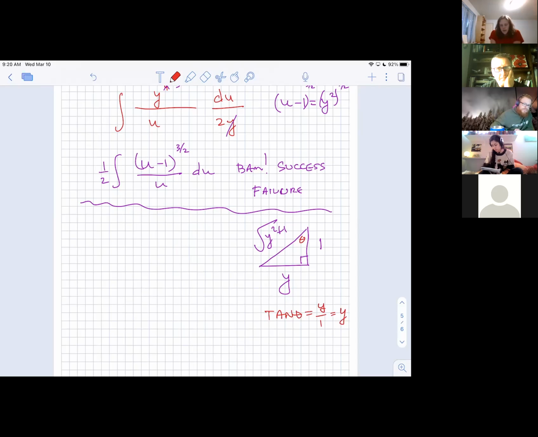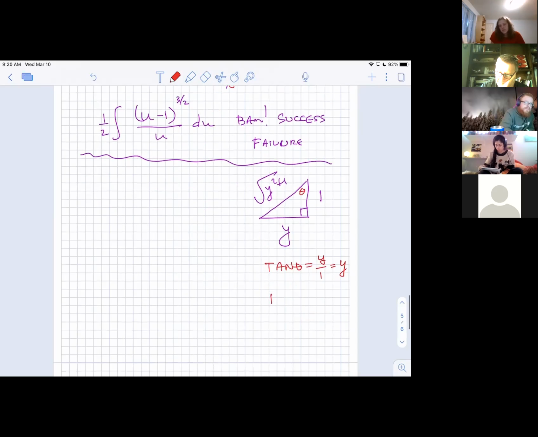You see that? It doesn't mean it won't work. I want life to be easy. So this is my converter. Tangent of theta equals y. This is my conversion between the two worlds.